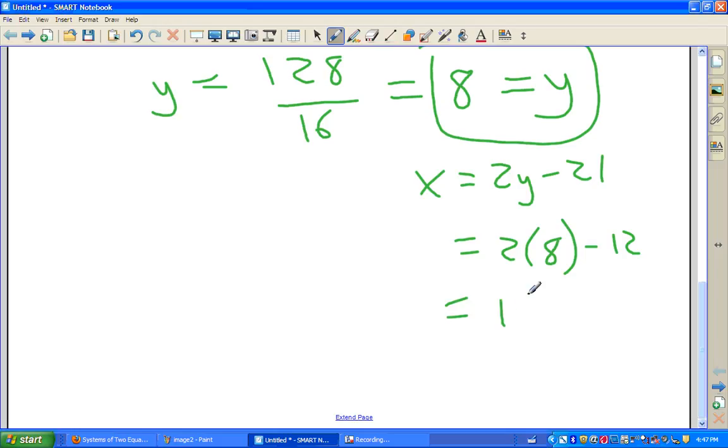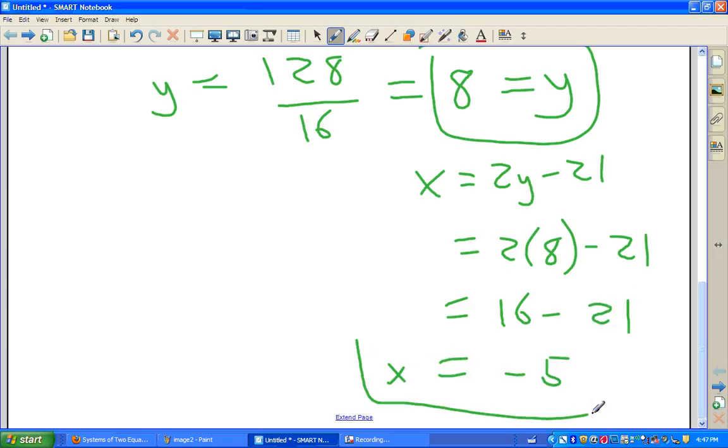It looks like 16. I'm sorry, I miswrote that. Okay, let's fix that. Just fix the whole thing. Sorry about the delay here. Okay, 16 minus 21, so this looks like it's going to be minus 5.